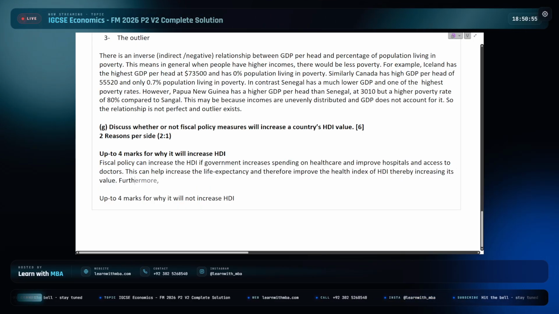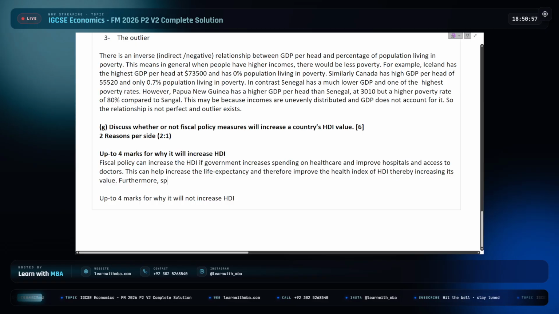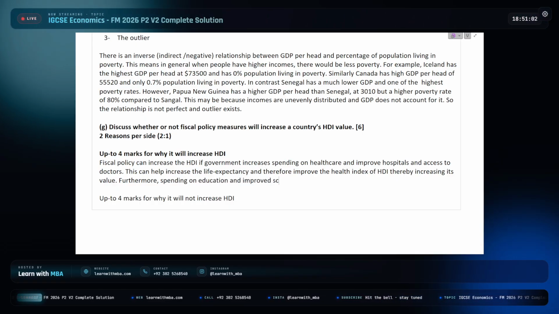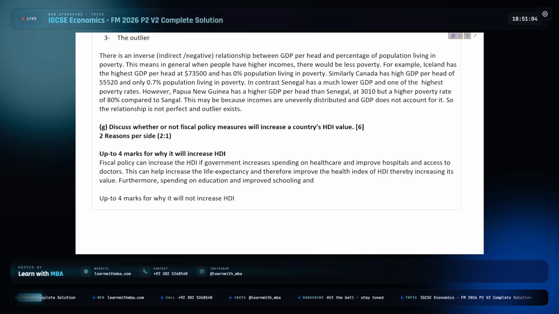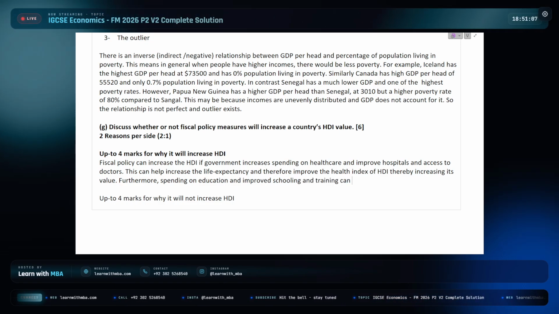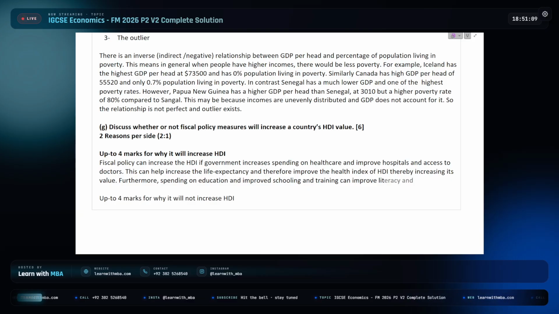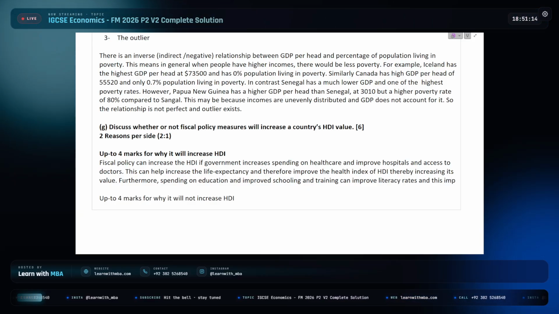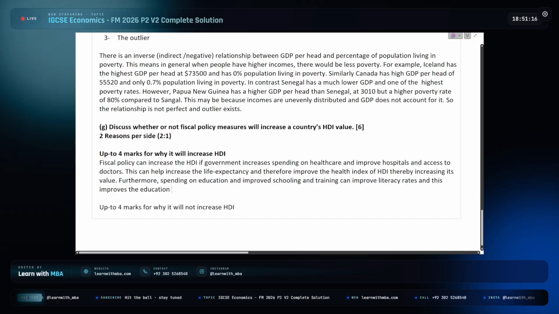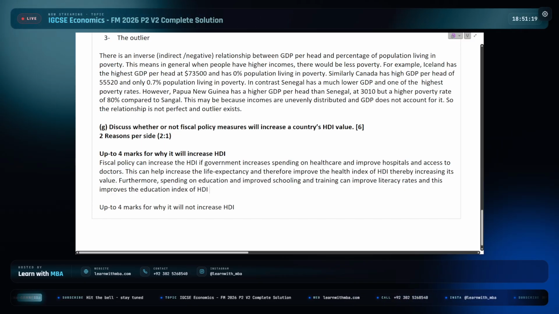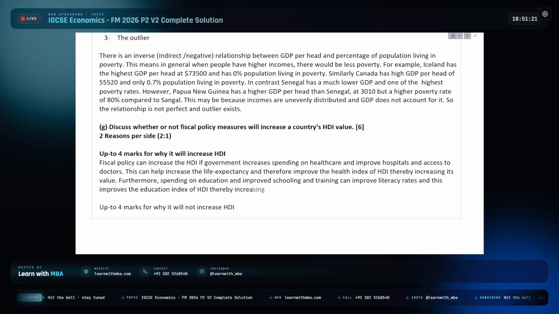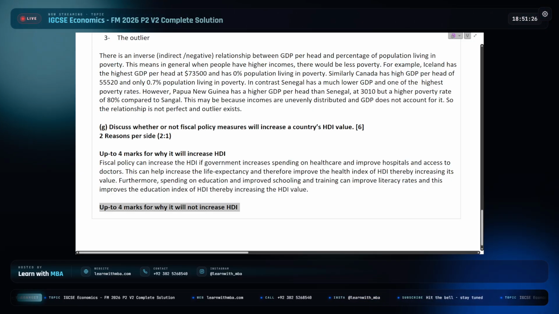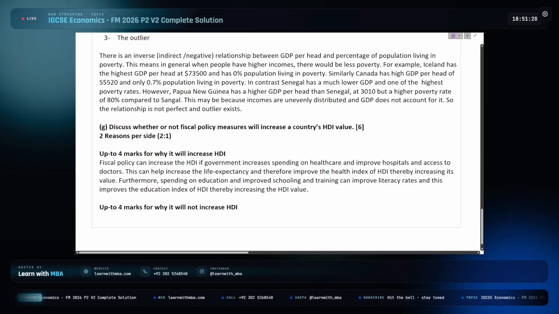Second reason, you can say furthermore, spending on education and improved schooling and training can improve literacy rates, and this improves the education index of HDI, thereby increasing the HDI value, right? So just two reasons, and both explained to some extent.